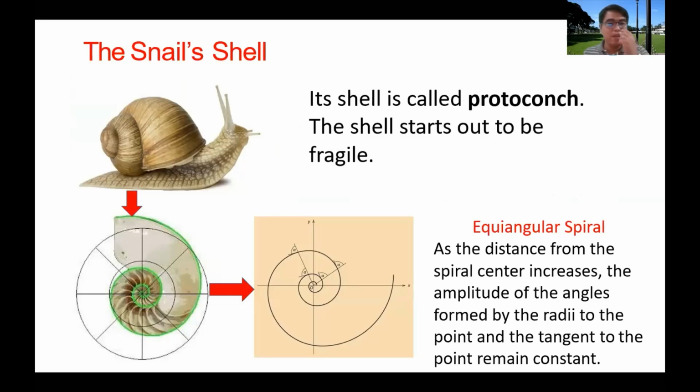And if we zoom in towards the formation of this beautiful shell, we find an equiangular spiral. As the distance from the spiral center increases, the magnitude of the angles formed by the radii to the point of the tangent remains constant. So in short, there is a pattern even in the formation of the shell of the snail. And do you know what? This is also following the golden ratio. Later on in the next topic, we'll discuss the golden ratio in a much more in-depth manner.